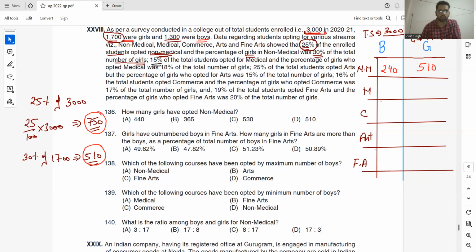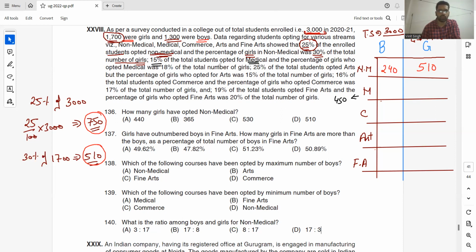15% of the total students opt for medical. 15% of what? 15% of 3,000. Clear? Which is equal to 450. Total in medical is 450.